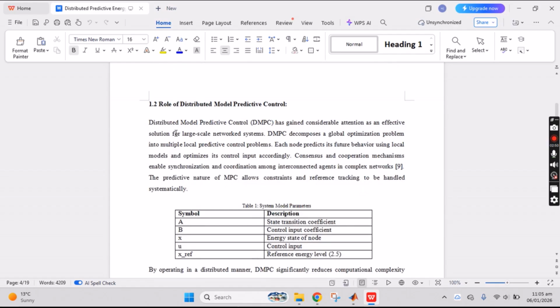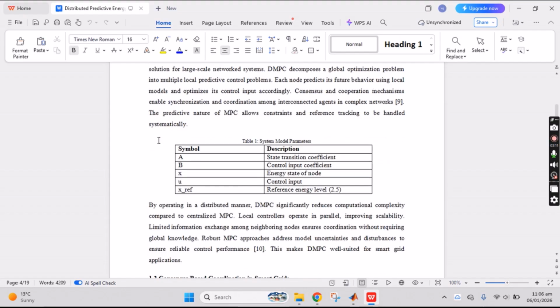Okay, so this is the role of distributed model predictive control. Basically, this is a technique that has gained considerable attention as an effective solution for large-scale network systems. Consensus and cooperation mechanisms enable synchronization and coordination among the interconnected agents in complex networks.